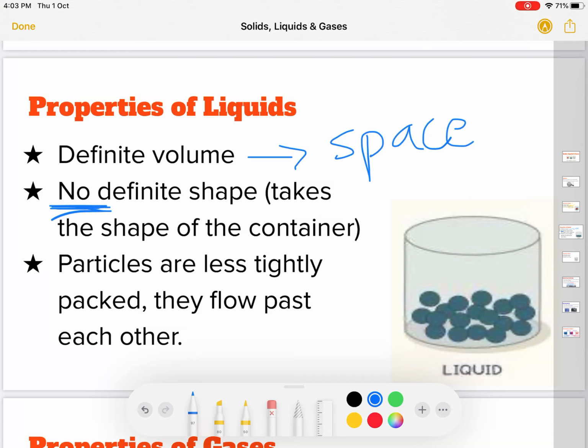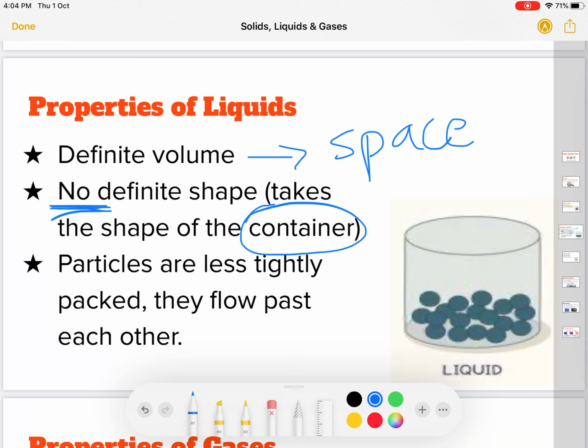Sometimes you can add water to a balloon. If the balloon has a letter M, it will take the letter M. It depends. Water or liquids do not have a shape. It takes the shape of what? The container. Okay, what about the last point, the arrangement of particles?